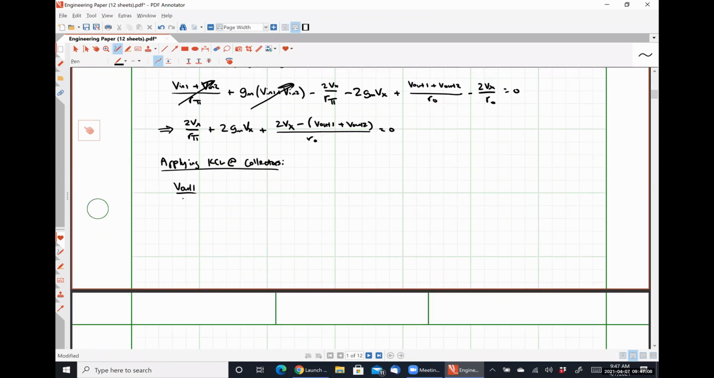So applying KCL at collectors gives me Vout1 divided by RC plus GM1 times Vn1 minus Vx plus Vout1 minus Vx divided by R naught 1 plus Vout2 minus Vx over R naught 2 plus GM2 times Vn2 minus Vx. Sorry. No, that's right. Plus Vout2 divided by RC equals 0. So that's all 6 of those currents together.